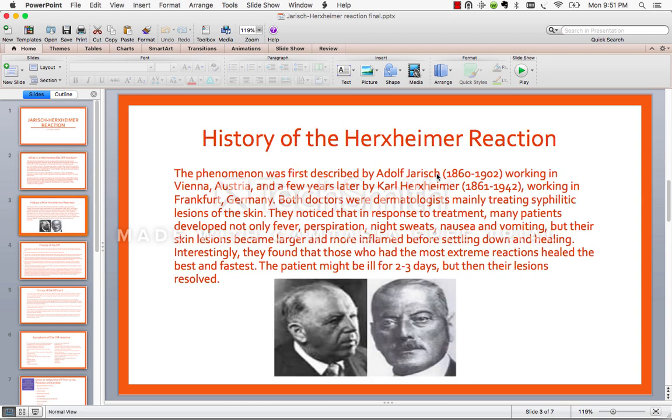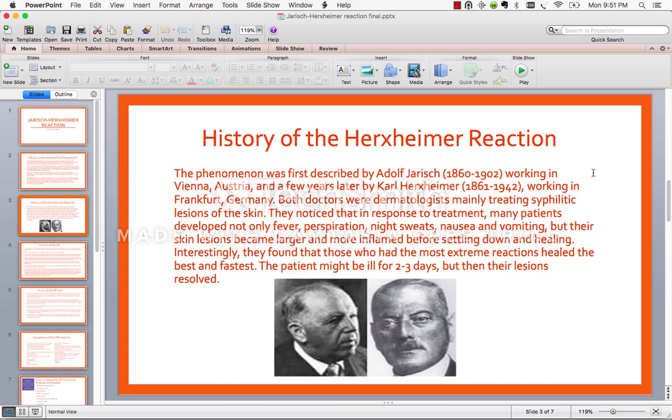So the history of the Herxheimer reaction: the phenomenon was first described by Adolf Herxheimer working in Vienna, Austria, and a few years later, Karl Herxheimer was working in Frankfurt, Germany. Both doctors were dermatologists, mainly treating syphilitic lesions of the skin. They noticed that in response to treatment, many patients developed not only fever, perspiration, night sweats, nausea, and vomiting, but their skin lesions became larger and more inflamed before settling down and healing. Interestingly, they found that those who had the most extreme reactions healed best and fastest. The patient might be ill for 2 to 3 days, but then their lesions would resolve.